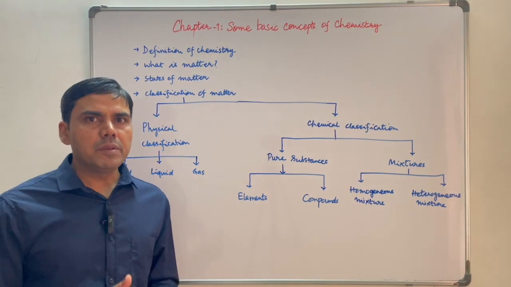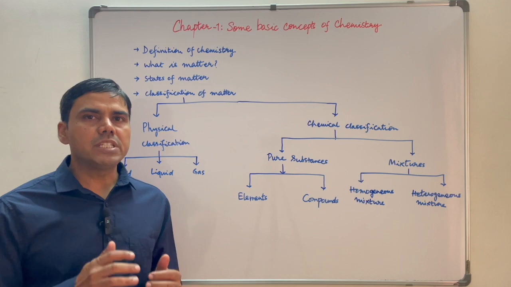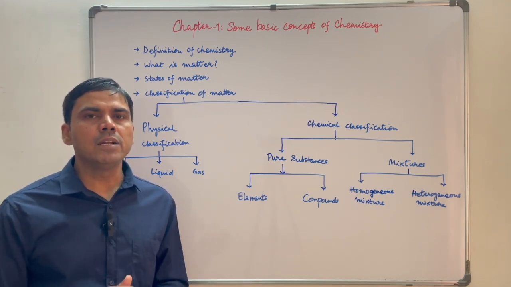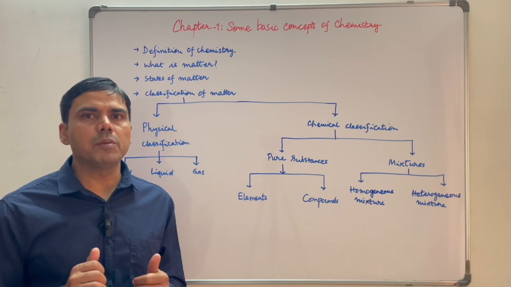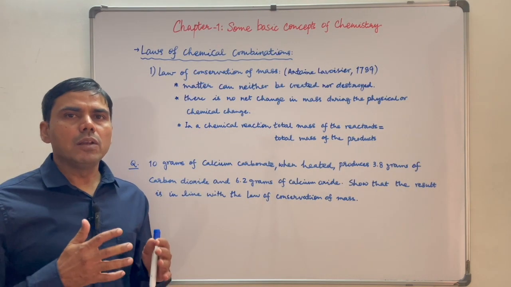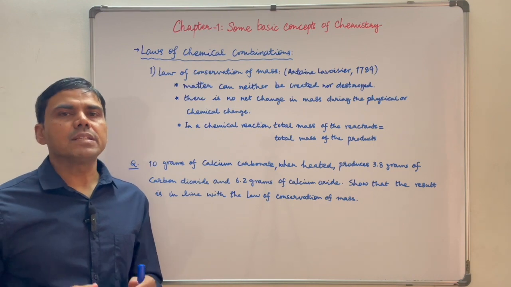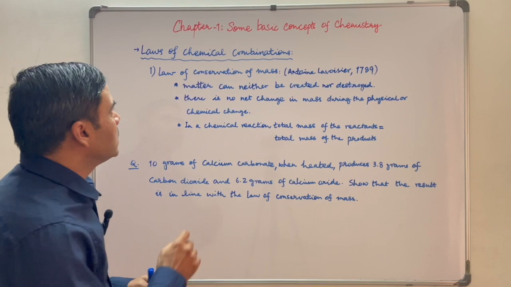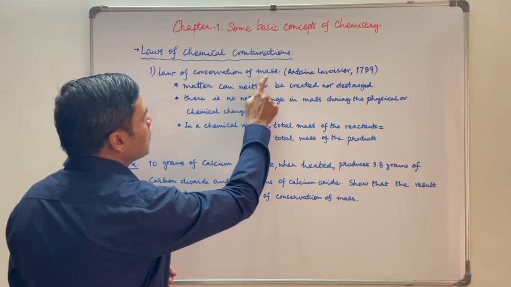Physical properties can be measured or observed without changing the identity or composition of the substance. On the other hand, to measure or observe chemical properties, a chemical change is required. Now let us see laws of chemical combinations. There are 6 laws. We will see them one by one. First one is law of conservation of mass.